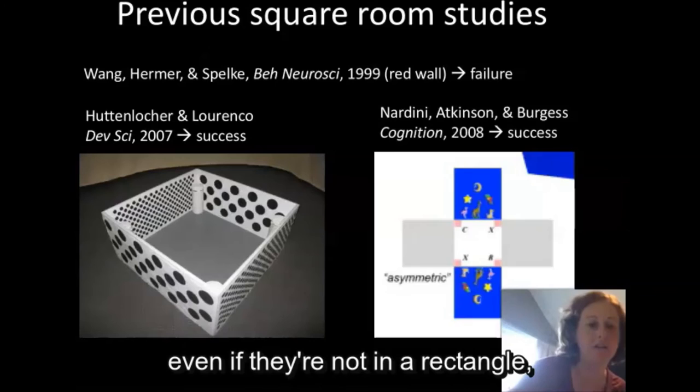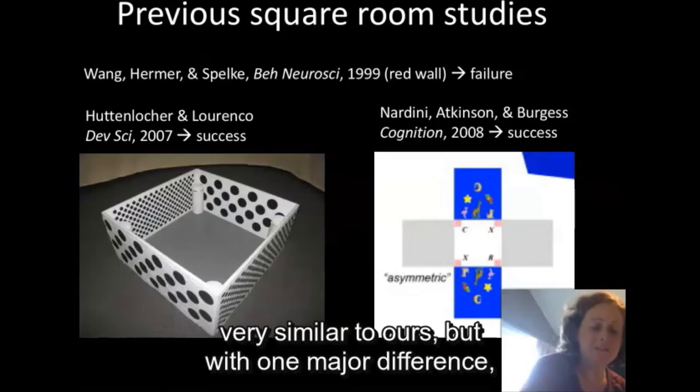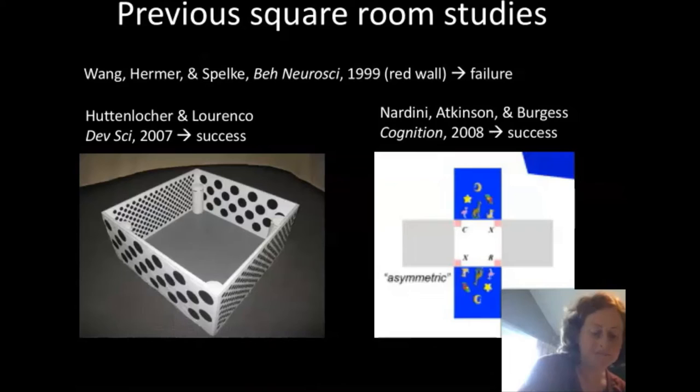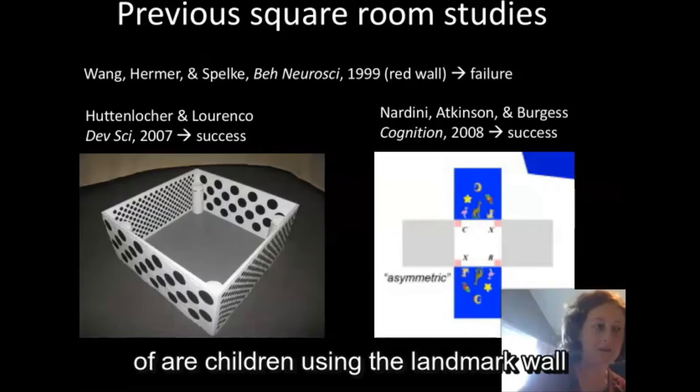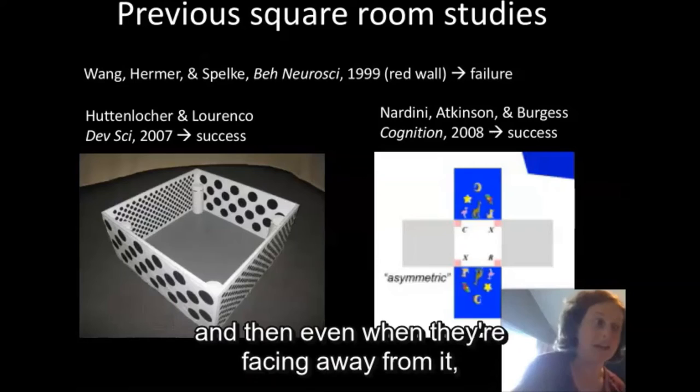And Nardini et al. set up a large square room very similar to ours, but with one major difference, which is that they had two marked walls that children could rely on, and we just have one, so we can really get that measurement of whether children are using the landmark wall as a cue for reorientation, and then even when they're facing away from it, can they use that?